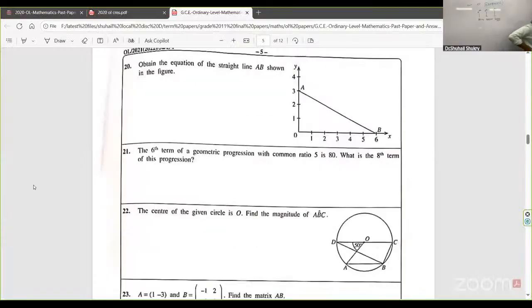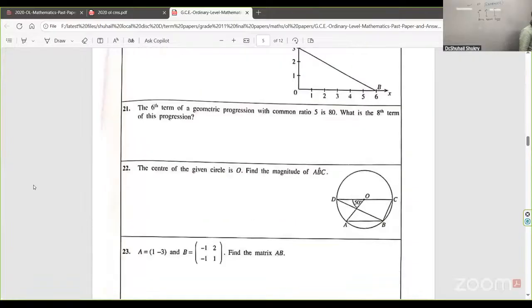2021 question number 22. Again, related to finding angles. The center of the given circle is O. Find the magnitude of ABC. Right. So we'll draw the picture. The picture is, there is a circle. In this circle, this is the center. From the center, I will draw a diameter. This is the diameter.